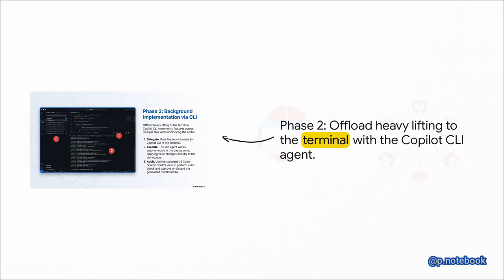The CLI agent takes all that context and just gets to work in the terminal, implementing the feature, changing files all over your workspace. And the best part? This is all happening in the background. It's asynchronous. So you're totally free to focus on the big picture while the code literally writes itself.